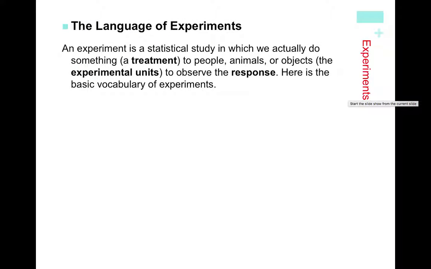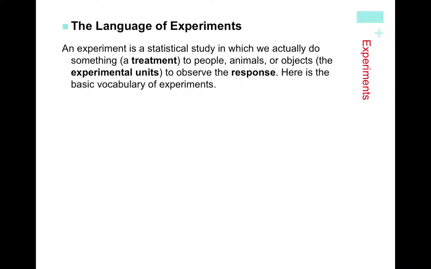Okay, so now we're going to start to get more into depth of how to conduct these experiments and what we can know about them. To start that, we have to obviously understand some language that we're going to see while we talk about or set up experiments. So, an experiment is a statistical study in which we actually do something. We're going to call that a treatment to people, animals, or objects. Those will be referred to as experimental units to observe the response.